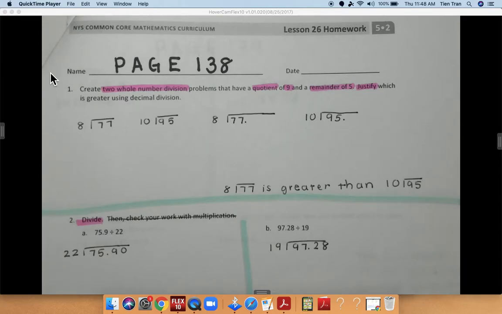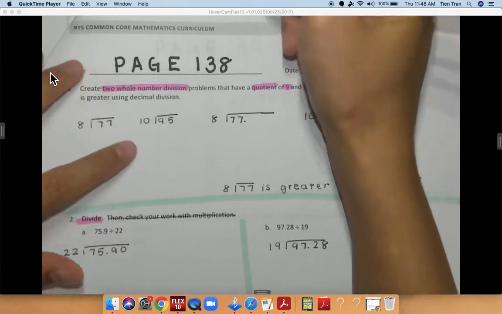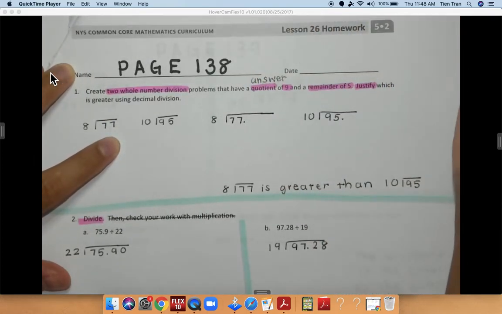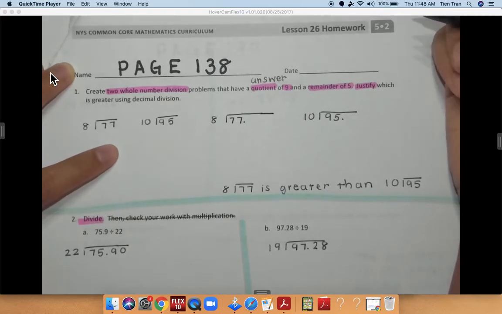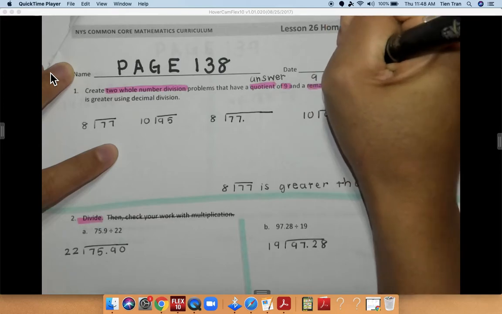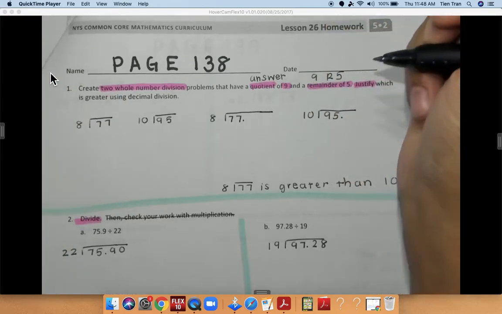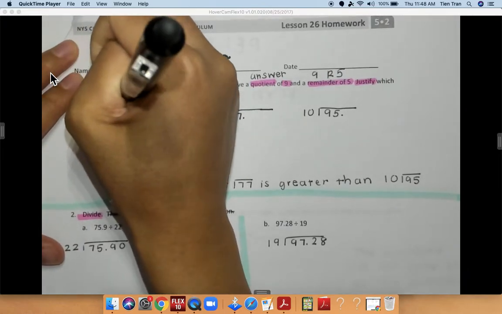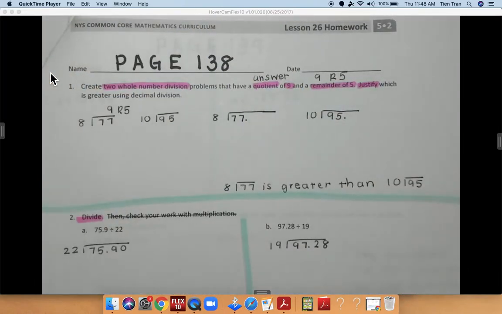So I'm going to be creating two whole number division problems. Quotient means the answer to a division problem. And your answer is going to have 9 with a remainder of 5. So this is what it should look like at the top of this division bar. So 9 remainder 5. Okay, so that's what I'm going to do here.